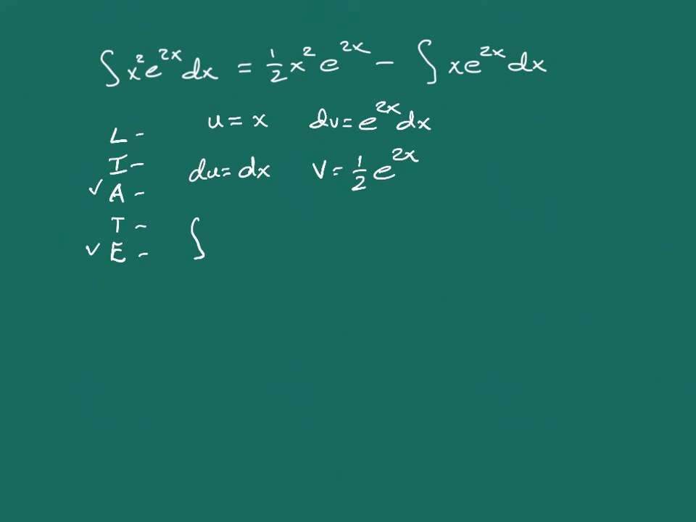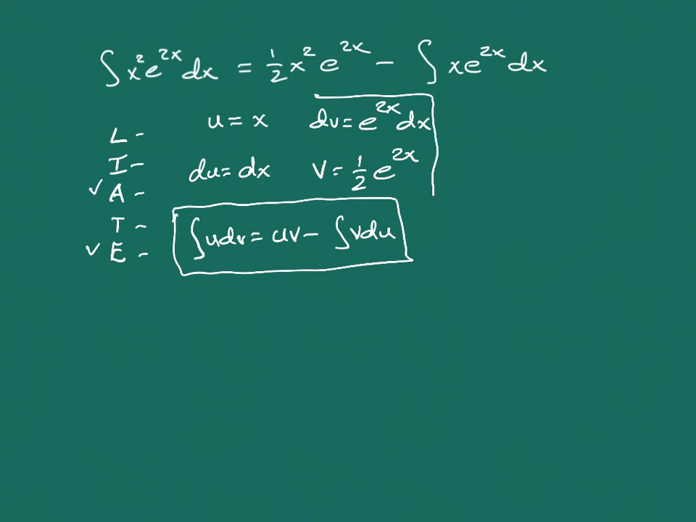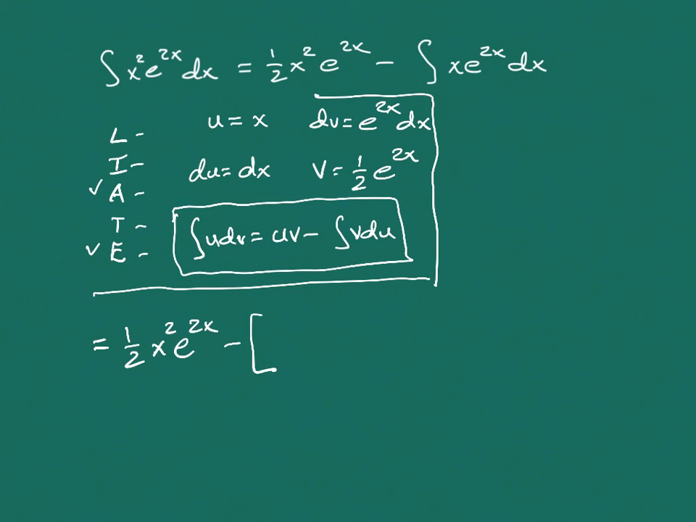And I apply my integration by parts formula. The integral of u dv is going to be uv minus the integral of v du. So that's my integration by parts formula. And so what happens in this case? Now my integrand becomes 1/2 x squared e to the 2x minus, now I apply my integration by parts again, so it looks like u times v, so that's going to be 1/2 x e to the 2x minus the integral of v du. And so that's 1/2 e to the 2x dx.